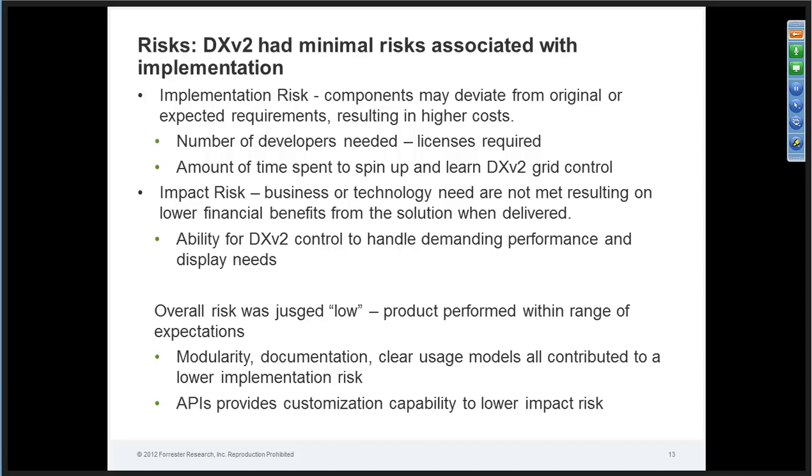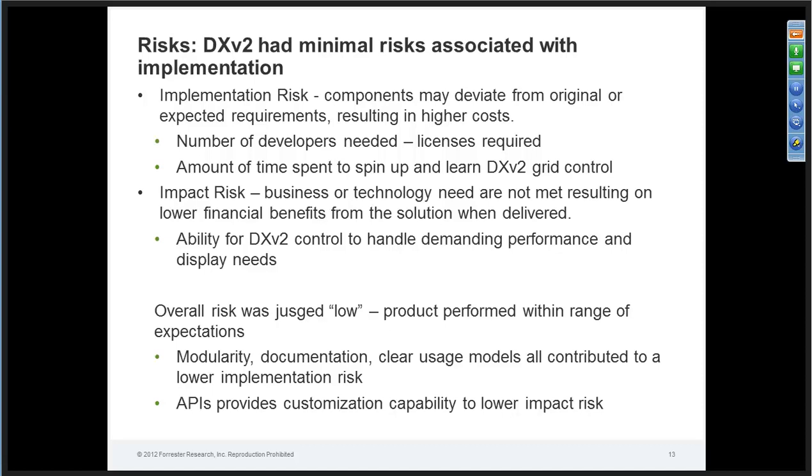From an impact risk perspective, there was substantial risk that if the grid didn't work, they would have to go back to square one. They'd have to go to another vendor. They'd have to go back to writing their own thing. But again, this demanding performance and display need, because of the capability to customize the control, was a risk that when they set out on the project they felt was relatively low. So overall, the case study participants judged the risk of implementing the DXV2 grid as low.